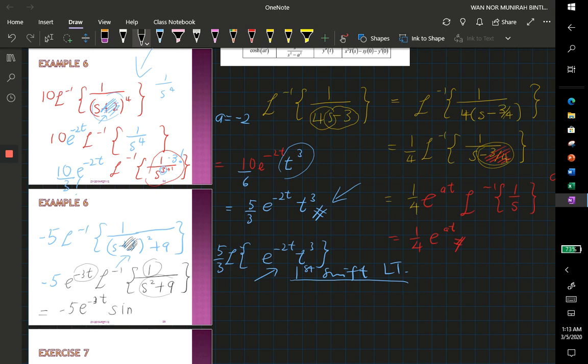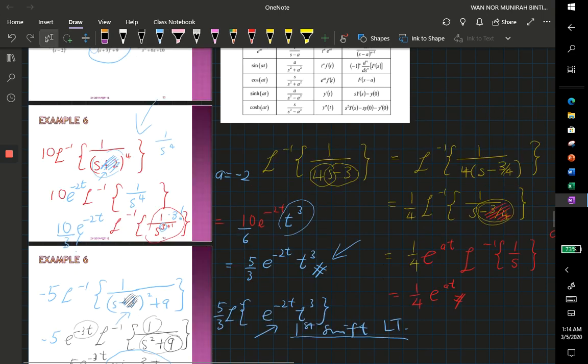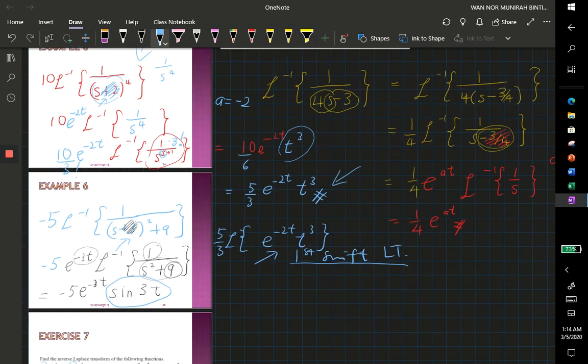Good, sin at. What is your a? This one is your a squared, so your a is 3. But remember, in order to get the solution sin 3t, go back here. Look, your 9 is a squared. Therefore, your solution here is sin 3t. But remember that your numerator must be a, which is 3. But you don't have 3. Here you have 1. You must make this numerator 3, so then only you get the solution sin 3t.